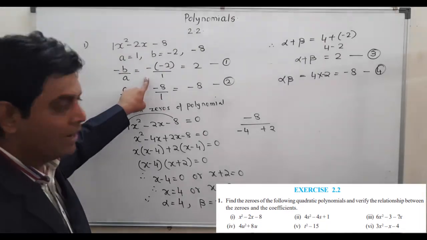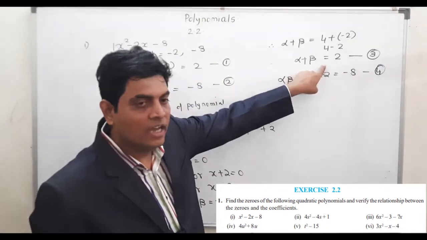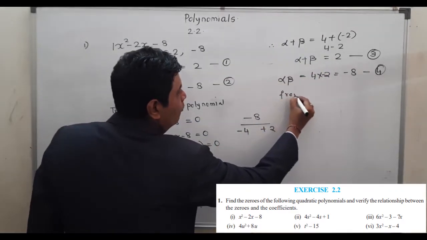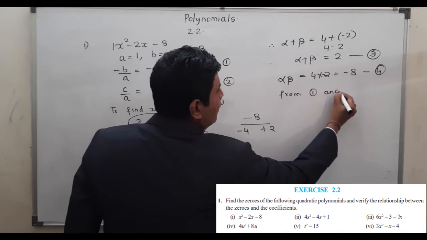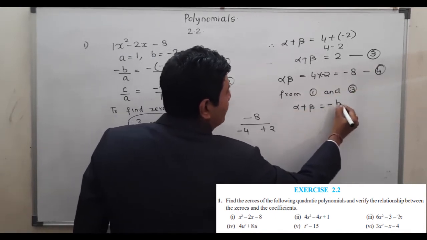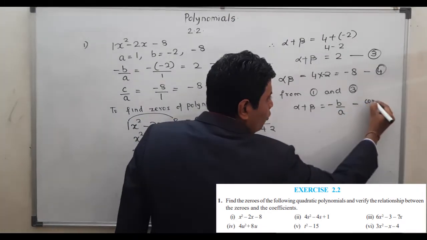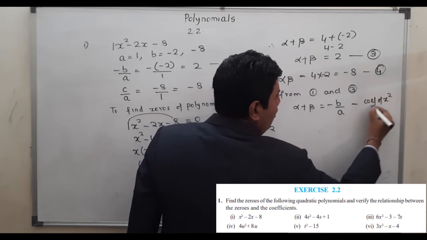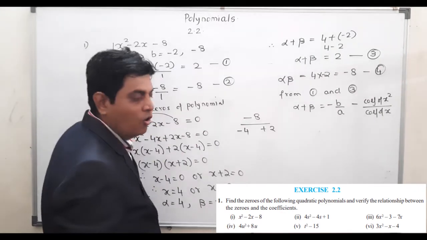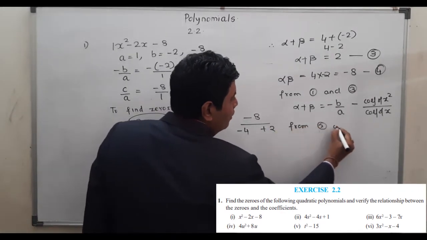Now look at equation 1. Minus b upon a is 2. And look at equation 3. Alpha plus beta is also 2. So from 1 and 3, I can verify that alpha plus beta is equal to minus b upon a. What is b? Coefficient of x. What is a? Coefficient of x square. And now alpha into beta, from 2 and 4.